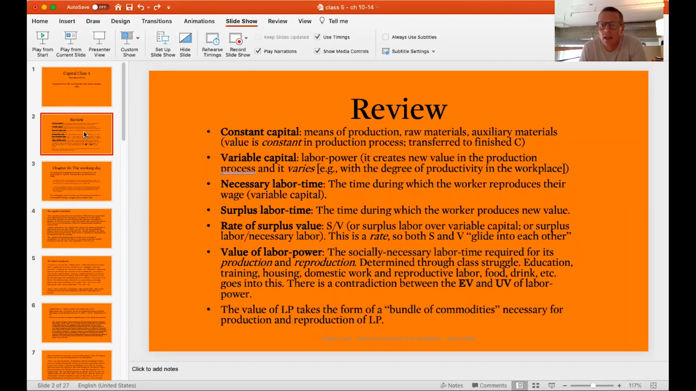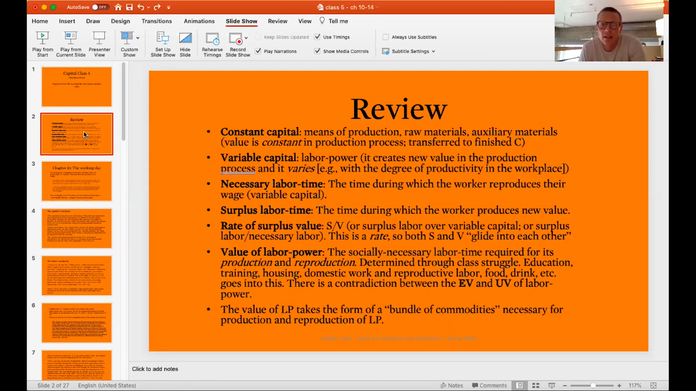And this is variable in two senses. One is that it adds new value in the production process. And two is that it varies as a result of different factors like the degree of intensity of production, the organization of production, those kinds of things.